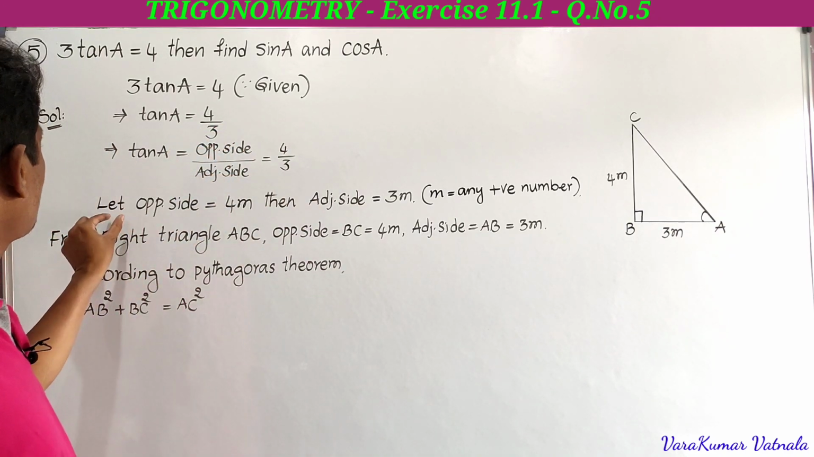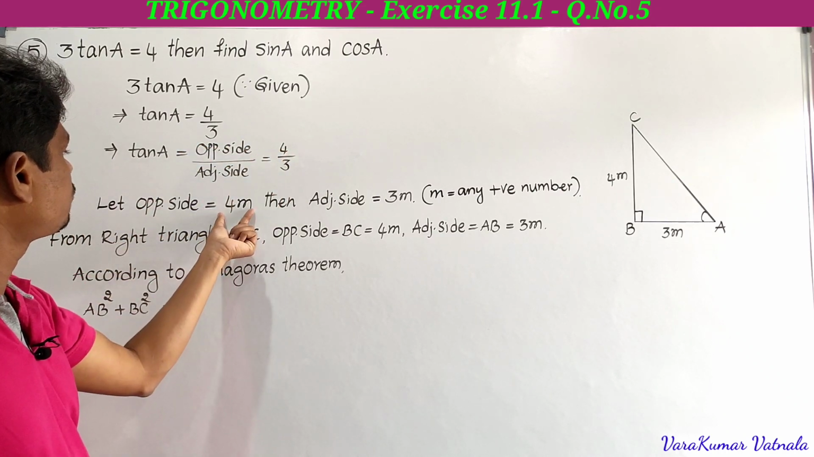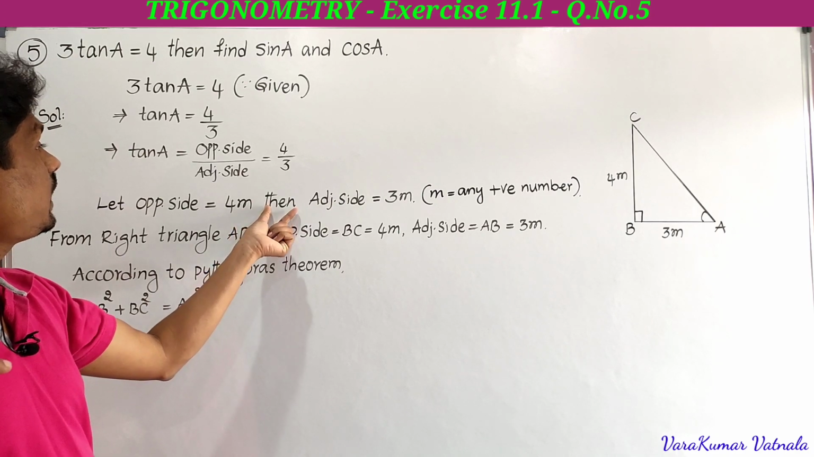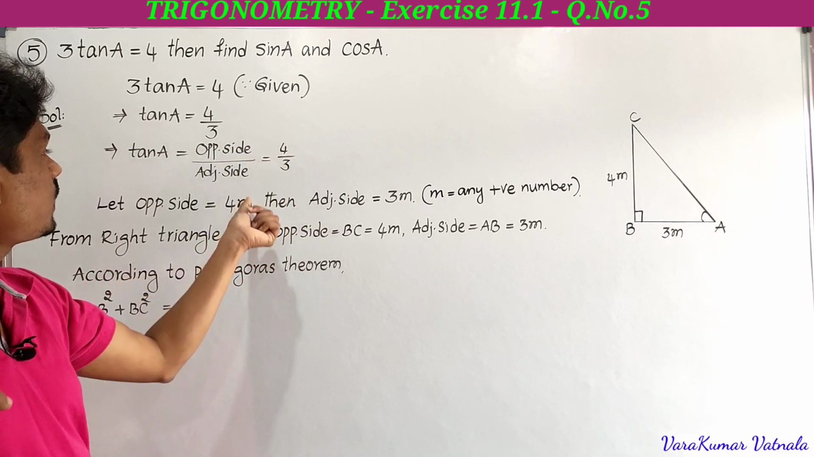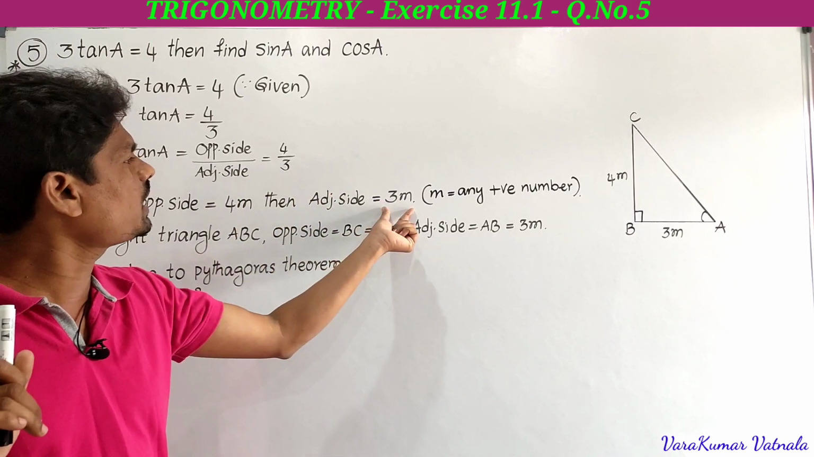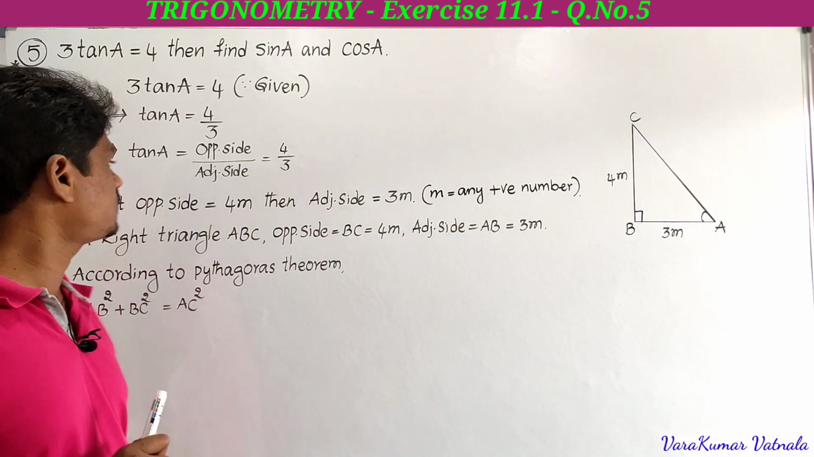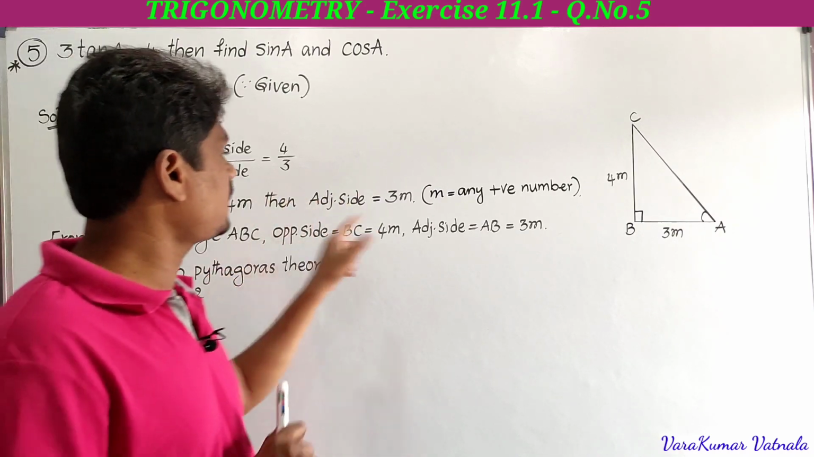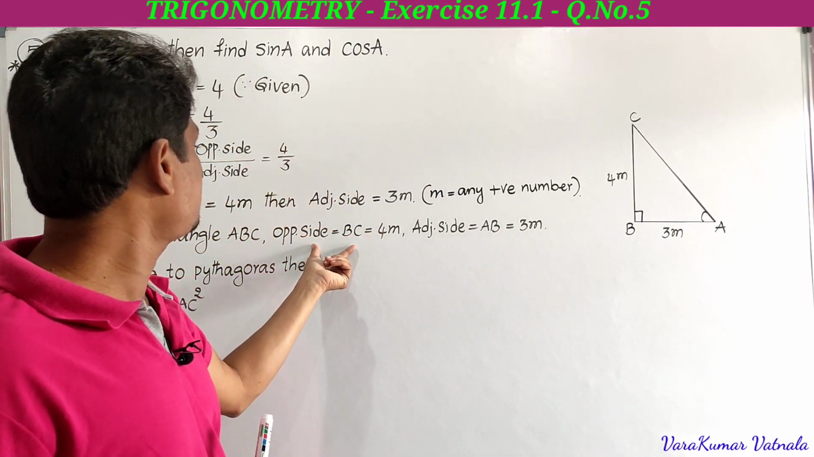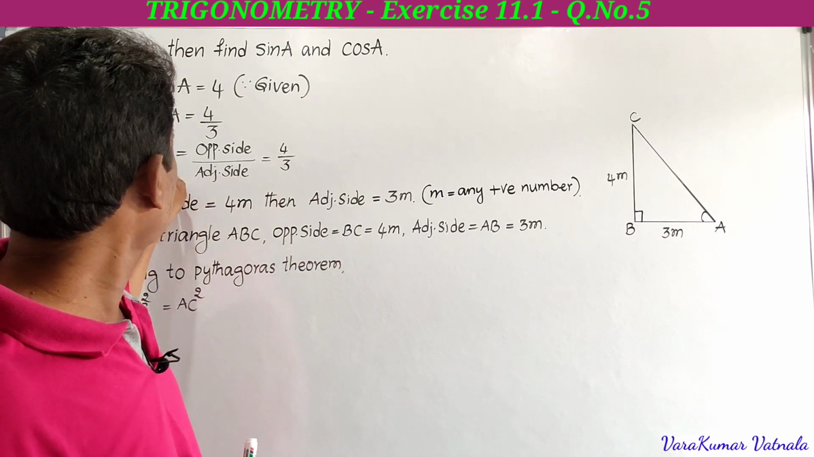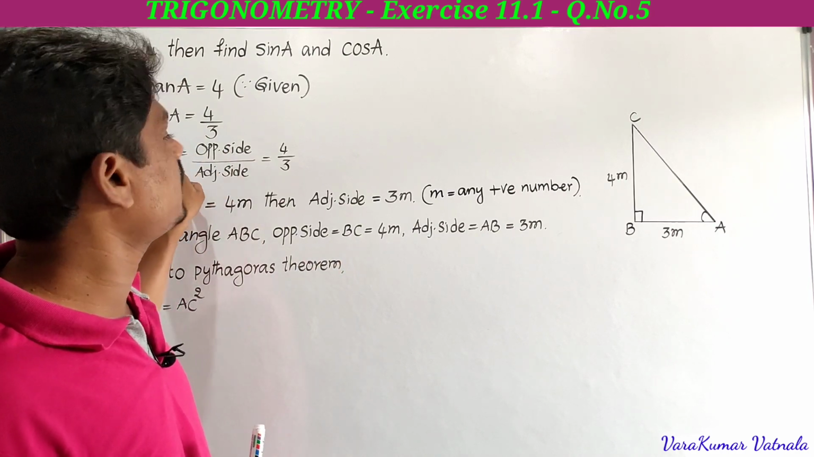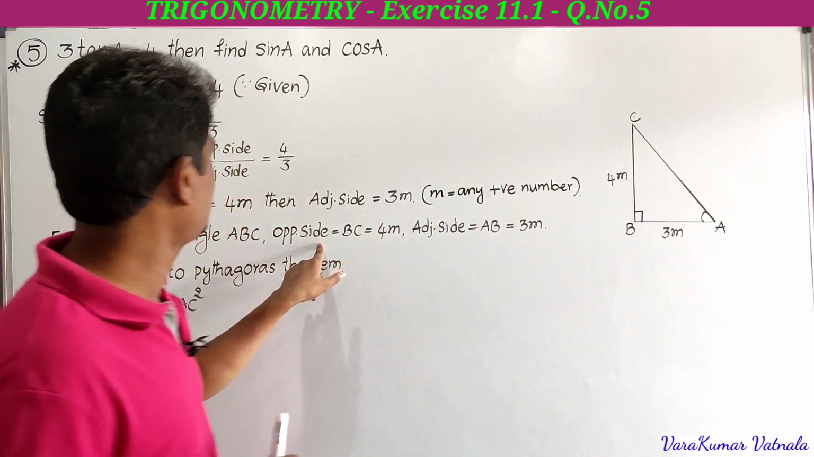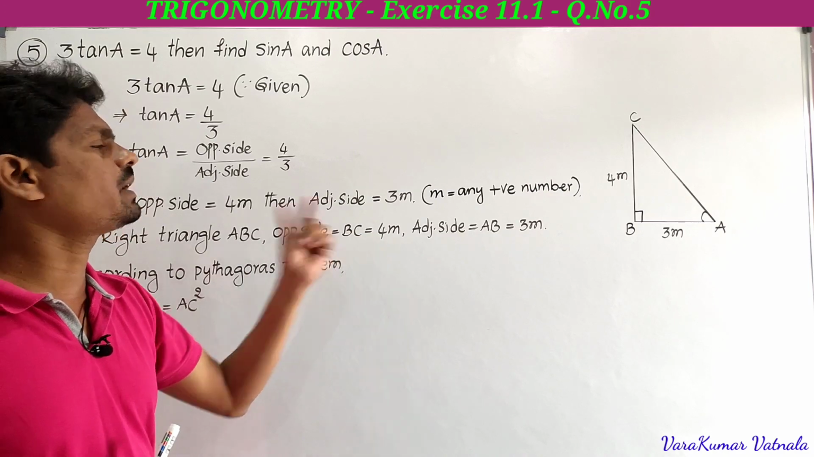Since it is a ratio, let the opposite side be equal to 4m. Here m is a constant, any positive number. Then if the opposite side is 4m, the adjacent side becomes 3m, where m is any positive integer. Now from right angled triangle ABC, what is the opposite side to angle A? BC is the opposite side to angle A. So opposite side BC becomes 4m.